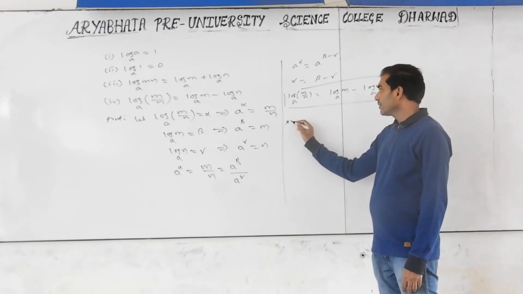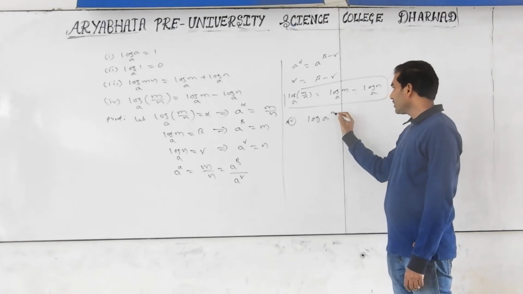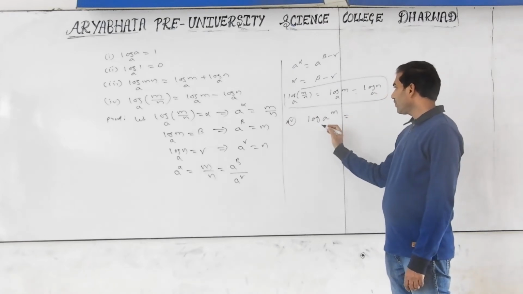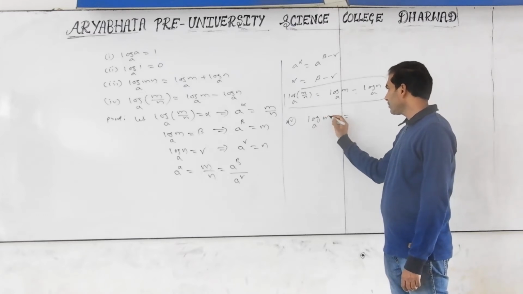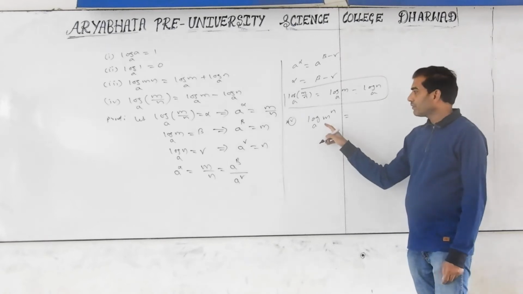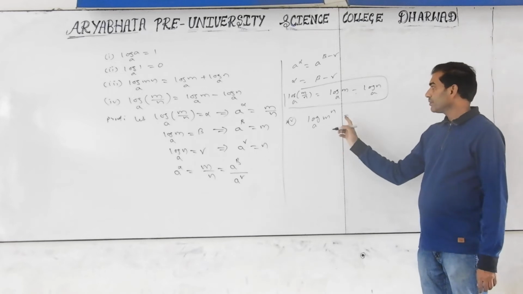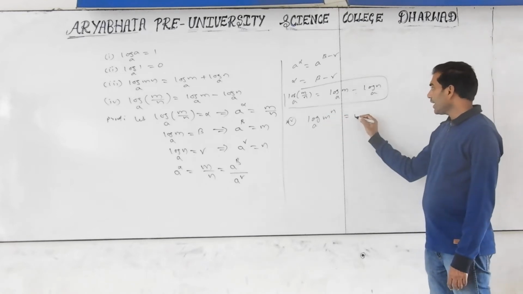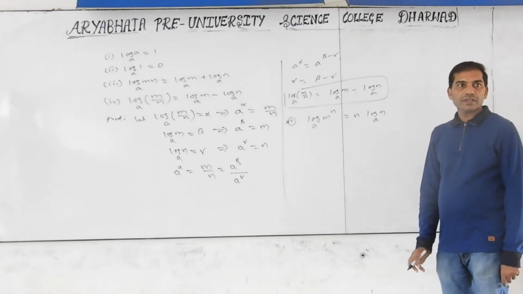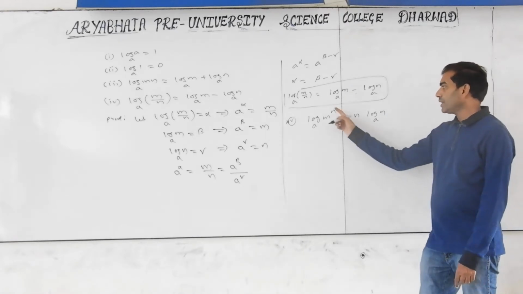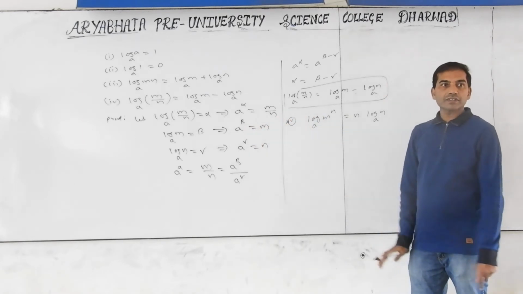Next, the fifth property: log of m raised to n base a equals n into log of m base a. This can be shown like this, or by taking an example.